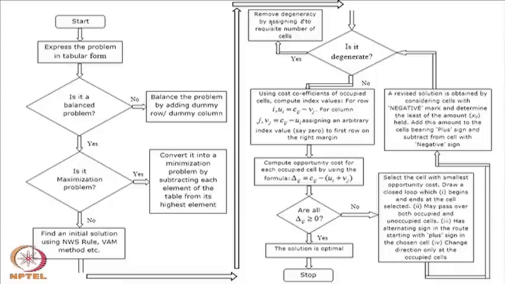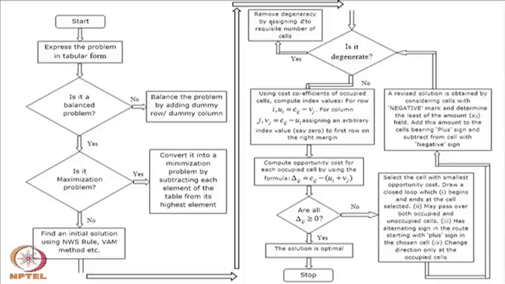Then, is it a maximization problem? If yes, then convert it into a minimization problem and go to the next step. Otherwise, you find the initial basic feasible solution using the northwest corner rule, the least cost matrix method, the VAM method, etc. Whatever method you want, you can use. So basically, first you check whether the problem is balanced or not. If it is not balanced, using a dummy row or dummy column, you convert it into a balanced problem. We will see by one example how it can be converted into the corresponding balanced problem.